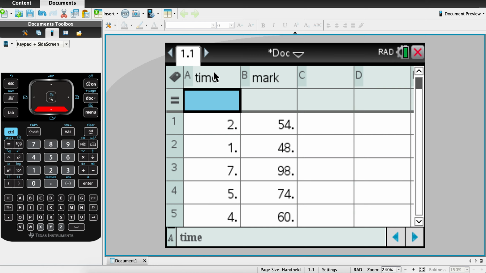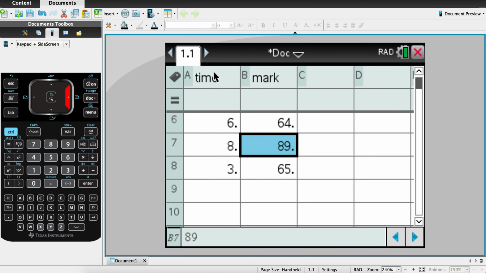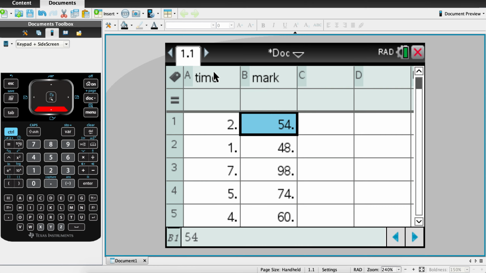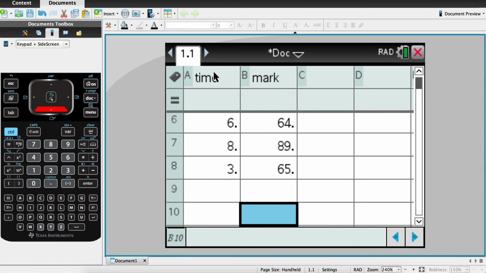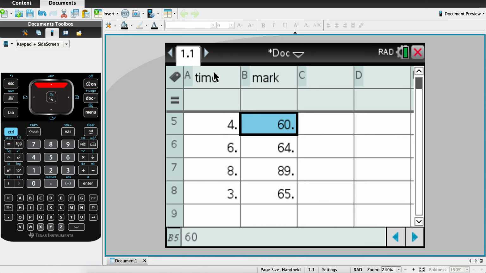Notice I've got time is labelled, and then I've gone down this column and put that in, and then I've got mark labelled as well. So all of the data needs to be entered, and it needs to be paired up as well. So for example, a person who studied for 2 hours got a mark of 54%.